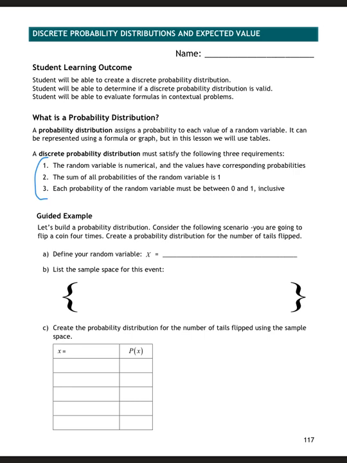So the first example that I did in your SoftChalk lesson in Blackboard was this guided example on building a probability distribution. So consider the following scenario. You're going to flip a coin 4 times. We are creating the probability distribution for the number of tails flipped. So this number of tails flipped is really what we're focusing in on. And because it is the number of tails flipped, we will have a random variable that is numerical. So what is our random variable x? It is the number of tails flipped.